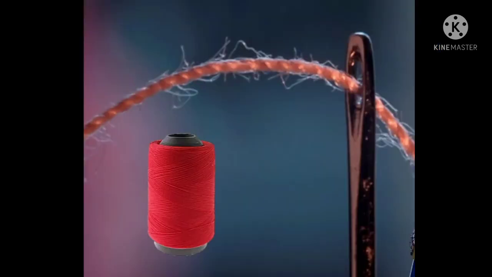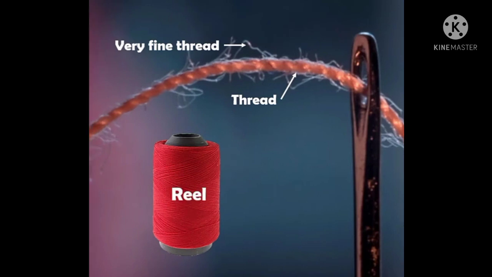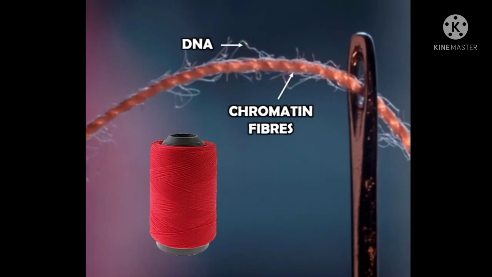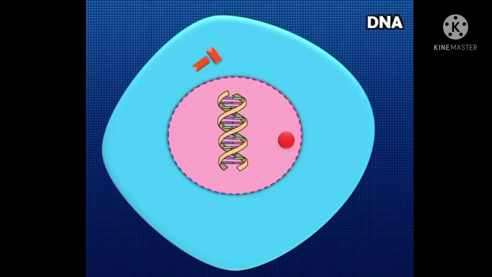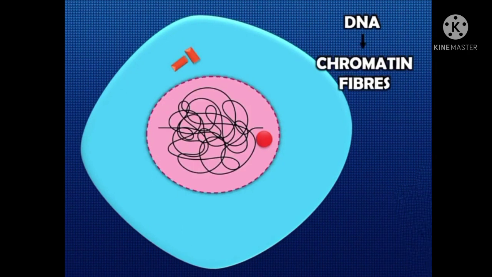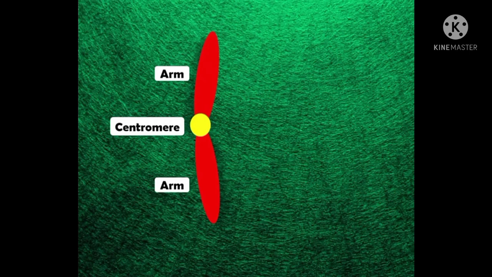DNA is present in the nucleus and condenses to form chromosomes. For example, if we consider a needle and thread, when very fine thread is coiled, the thread is formed, and when the thread is coiled, the reel is formed. Similarly, DNA is coiled to form chromatin fibers, and chromatin fibers are condensed to form a chromosome. This chromosome consists of two arms with a centromere in the center.